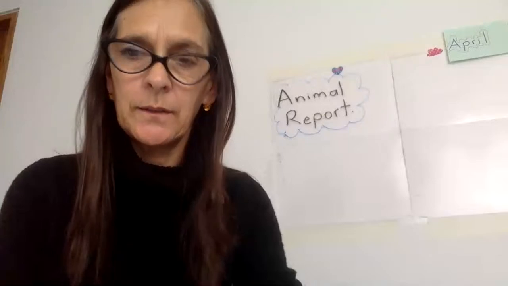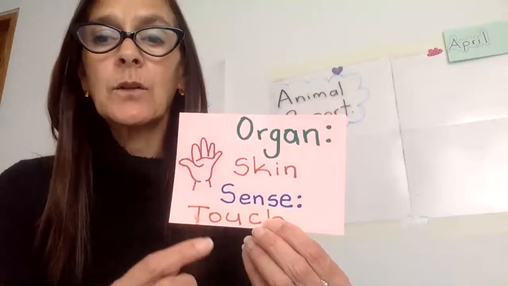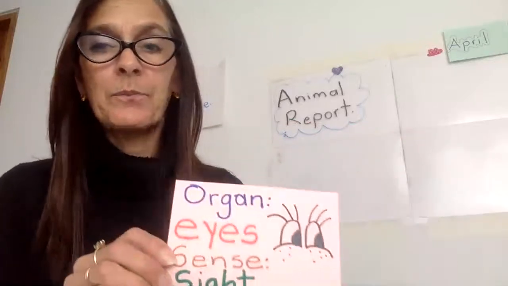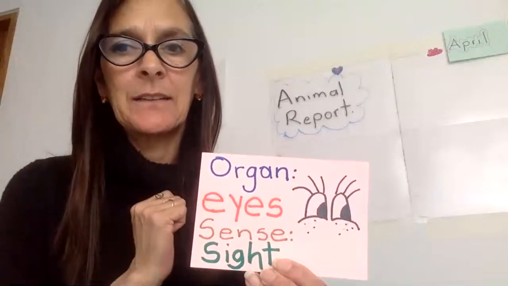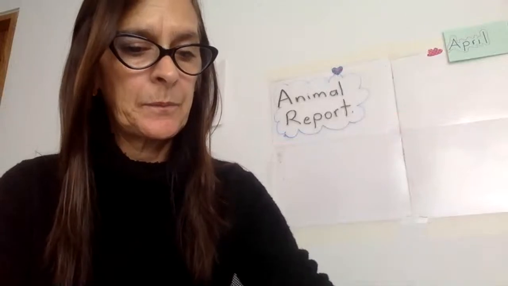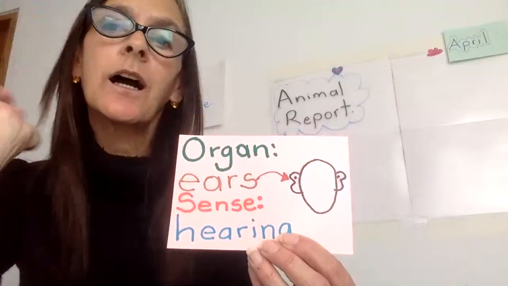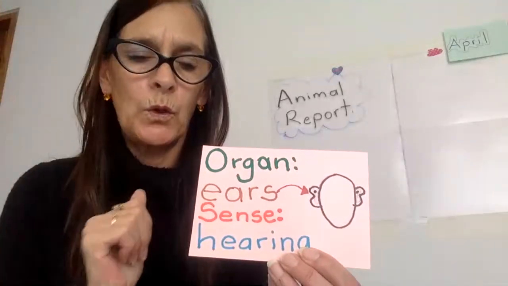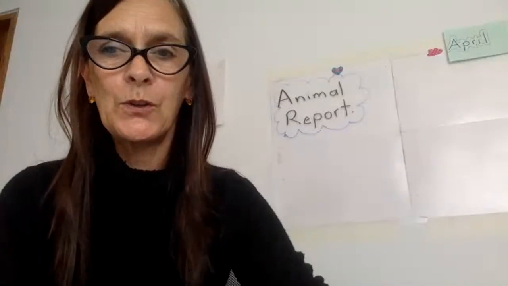So we are going to review our senses and organs vocabulary. We have the organ of the skin and the sense of touch. Then we have the organ, the eyes, and the sense is sight. So I can see with my eyes. The other organ that we have is the ears. I have my ears, and I can listen to everything around my world. And the sense is hearing. I can hear. Okay, very good.